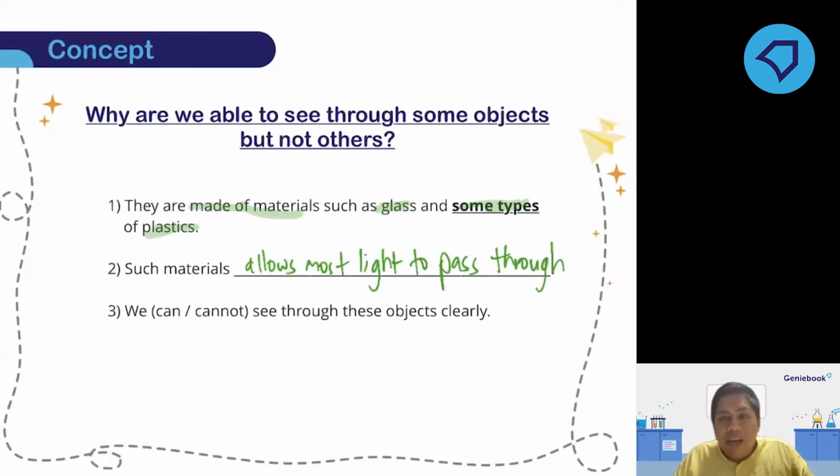Yes, Aiden, go ahead. Some of you, or my past students also, ask me, Mr. Lukman, are there materials that allow all light to pass through? Yes, definitely. But it's quite difficult to find such materials because it's more for scientists to perform their experiments or research. What you know, like glass, it's actually not 100% allow light to pass through.